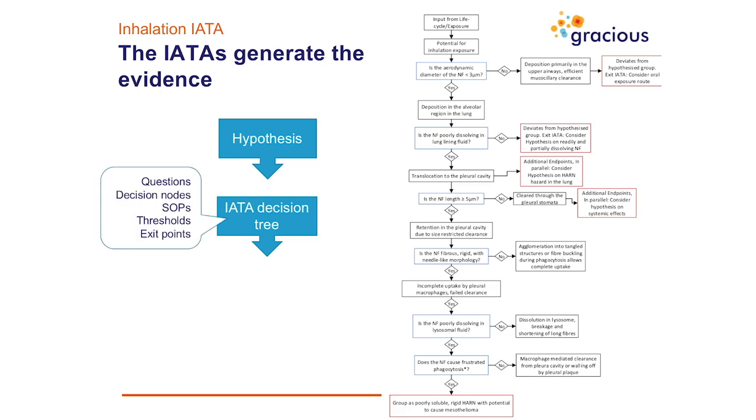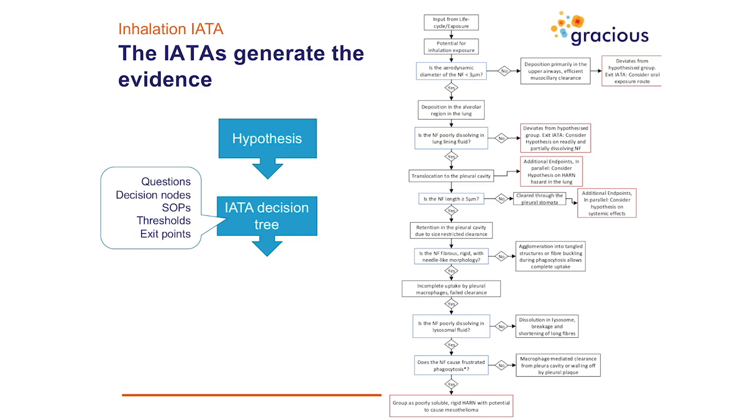So these IATAs include questions and decision nodes. The questions are in the blue boxes and the decision nodes are in black. Each of these questions and decision nodes are backed up by protocols or standard operating procedures that provide you with the methods you need to answer those questions. There are also thresholds or similarity values incorporated into each of these boxes that allow you to make a yes or a no decision for each question.